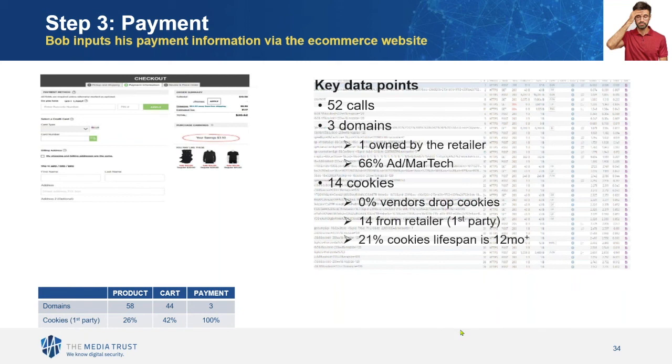So the actual payment, Bob inputs his payment information. You see a significant decrease in cookies, a significant decrease in domains. 100% of cookies are now first party, which is a fantastic increase. This page is highly sensitive, should definitely be the most secure throughout the journey, and this example has done a fantastic job of that.